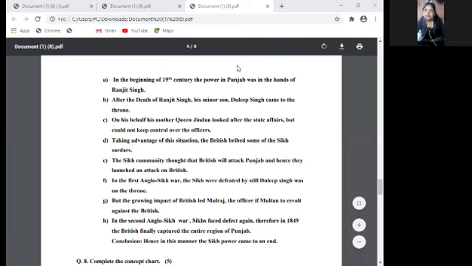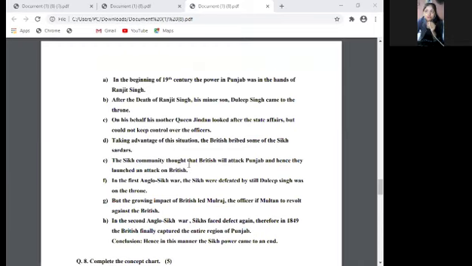So in the beginning of 19th century, the power in Punjab was in the hands of Ranjit Singh. After the death of Ranjit Singh, his minor son Duleep Singh came into the throne. On his behalf, his mother Queen Jindal looked after the state affairs but could not keep control over the affairs. Taking advantage of this situation, British bribed some of the Sikh Sardars, and the Sikh community thought that the British will attack Punjab, and hence they launched an attack on British.